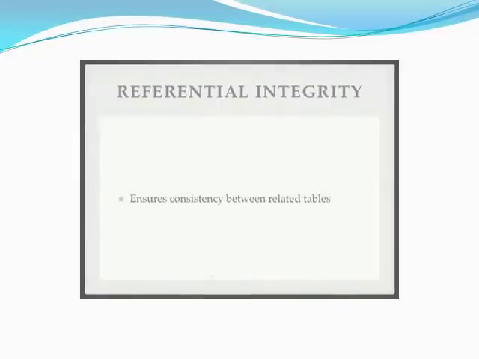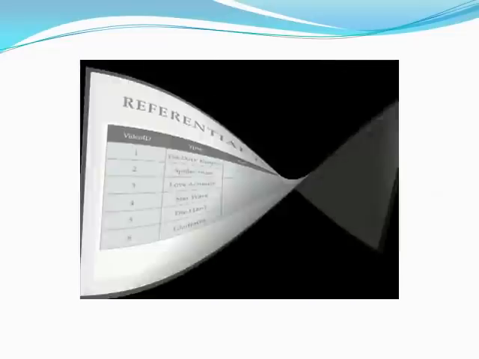Referential integrity? Well, it ensures consistency between related tables. So we've talked previously about how we need to relate tables together using foreign keys, and referential integrity ensures that relationship doesn't turn sour, that it's always a relationship that's going to get us results. So let's move on and take a look at what that actually means.